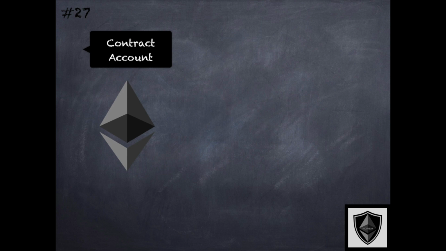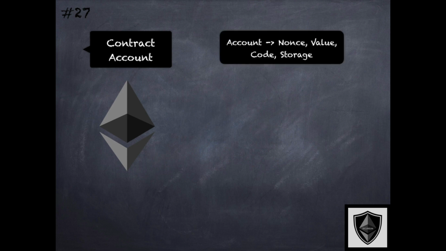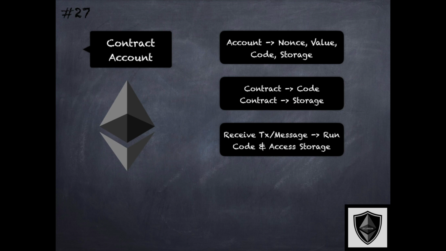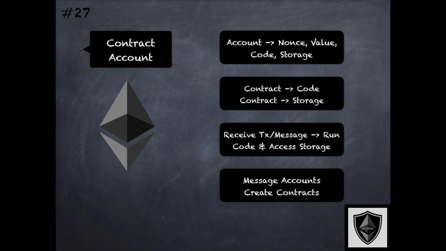On the other hand, a contract account has the same fields, nonce, value, code, and storage, but in this case, it has associated smart contract code and associated storage. Smart contracts, and whenever the contract account receives a message, it triggers the code present in the contract account, and that runs the code and accesses any internal storage associated with it. And when the code runs, it can send messages to other accounts or even create new contracts. We shall see more about this in some of the forthcoming slides.